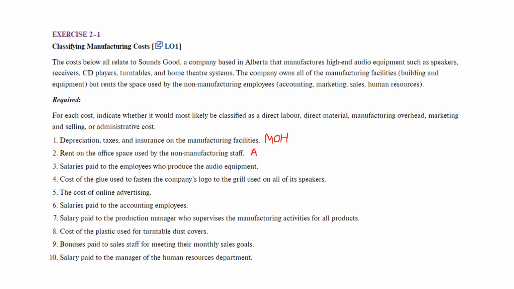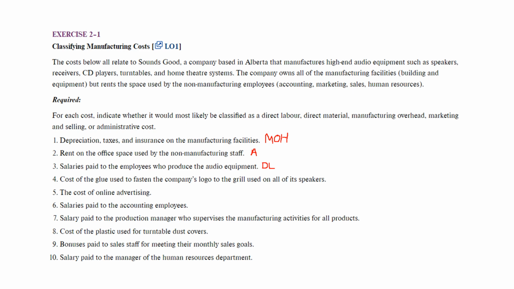Next, salaries paid to employees who produce the audio equipment. So this would be a direct labor cost. It is the wages we are paying for labor that directly produces equipment that we are selling. So that would be direct labor.